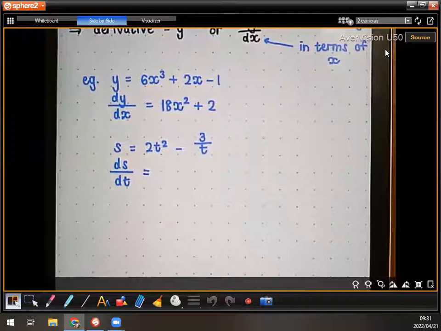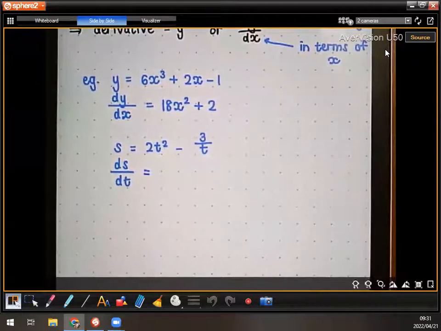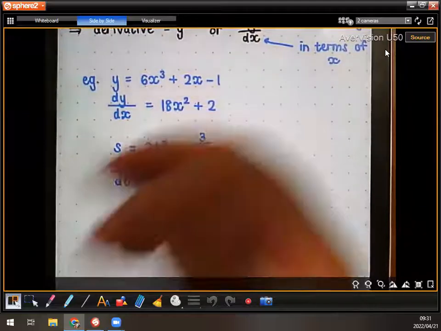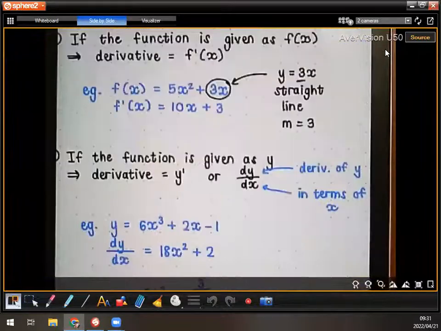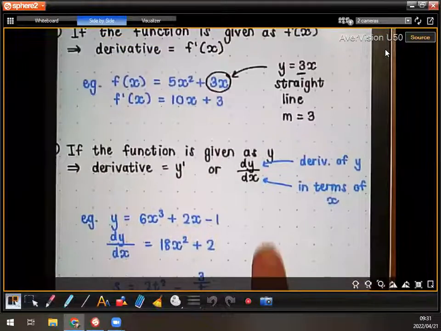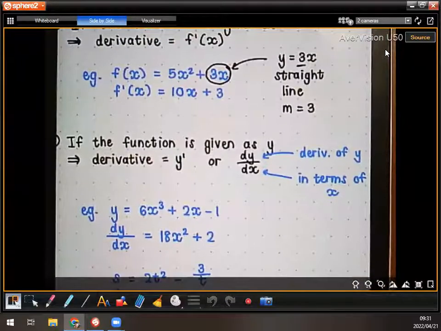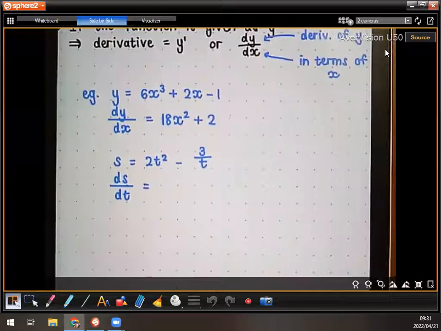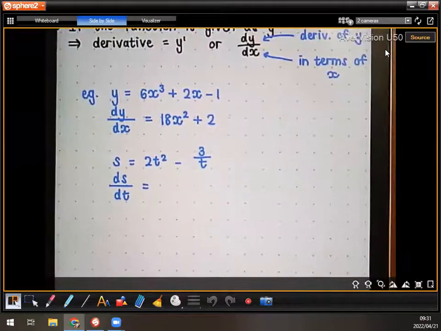It just depends on how it's given in the question. So they can give it in this form, or they can say find ds over dt. So you can always use this notation, guys. If they've given something in function notation, you can choose what notation you want to use. But often they ask for a specific notation to know how to work.